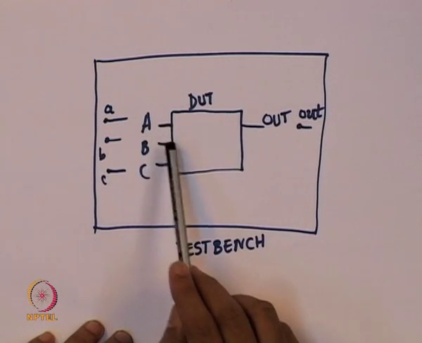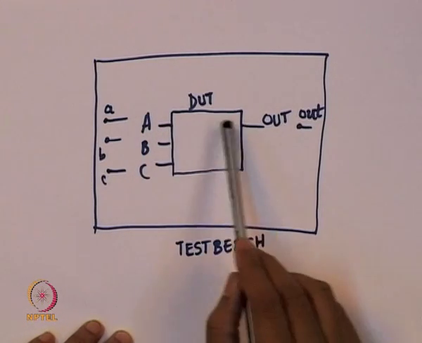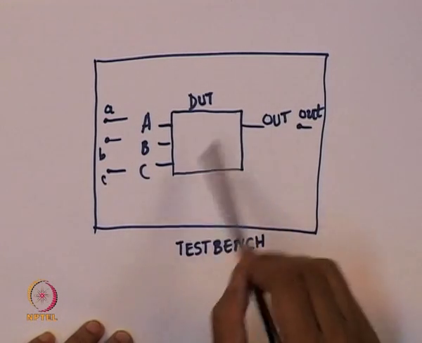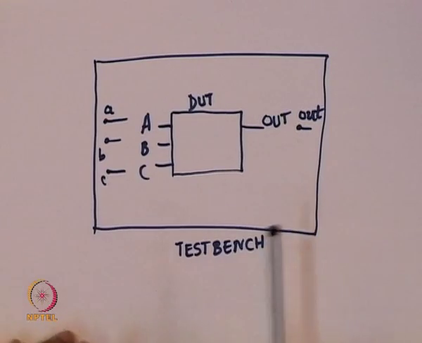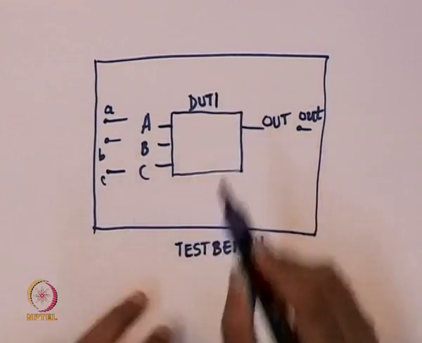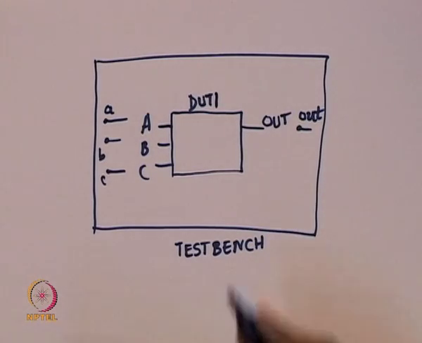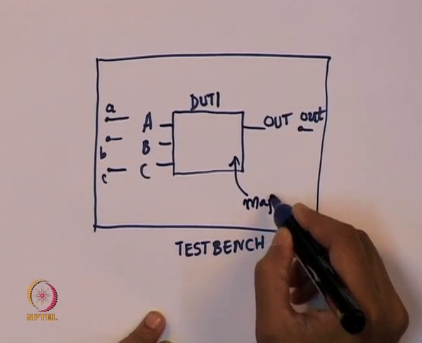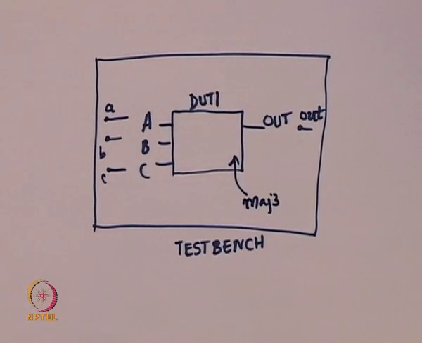So there will be 3 pins that will be hanging out, which are input pins, and there will be 1 pin which will hang out, which is called the output. I am not showing power and other things, and this one I am going to call DUT1. This is the design under test 1. We know that this chip is actually a majority 3 chip. So given 3 inputs, it will find out the majority of the 3 inputs.